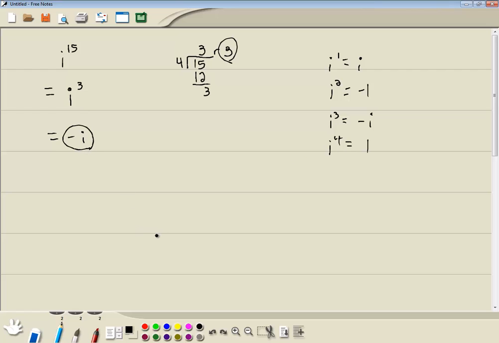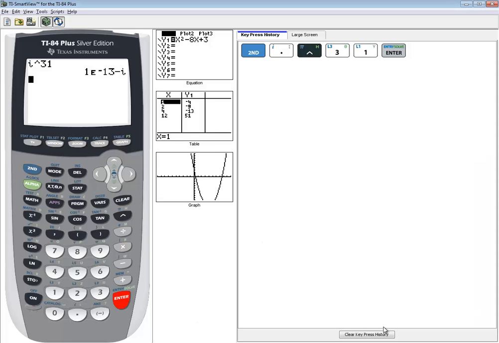Now we can try to plug this into our calculator, and sometimes they work, sometimes they don't. This power is small enough it might be okay, but let's see. Either way you can get the answer. It just doesn't work as slick as we'd like. To do i to the 15th, I'll do second decimal for the i, and then caret, and then 15, and then press enter.